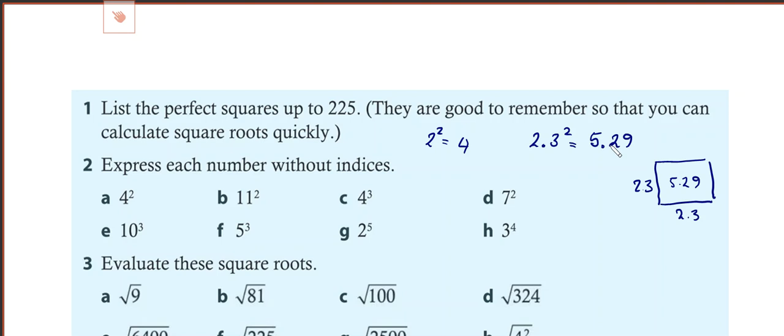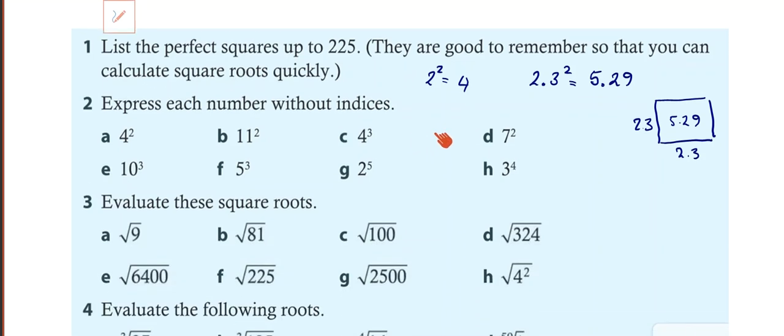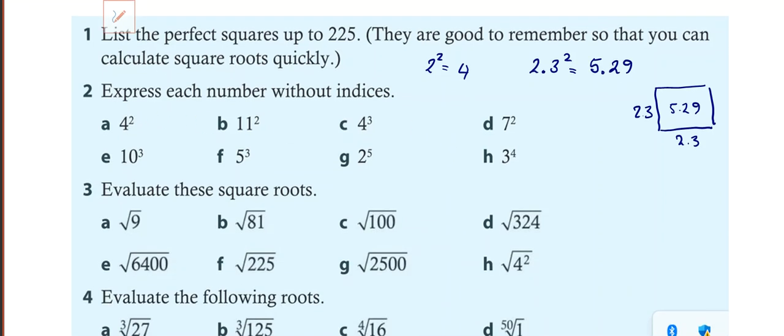121, I know. Okay. Just a couple of things then. Over to you. 4 squared? 16. 11 squared? 7 squared? 49. Okay, all right, got squares.